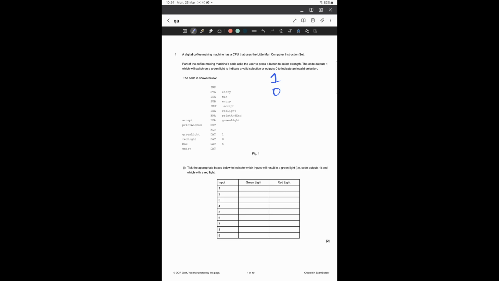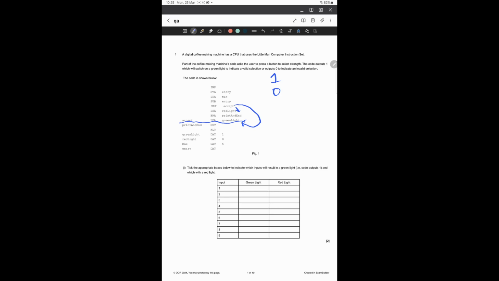So clearly we can type in a load of numbers. If they're valid, it's going to accept it, because we can see here we've got BRP accept, which is going to take us to wherever accept is, which is going to load green light and give us a 1. And then if not, it's going to jump to these instructions here. So how a branch works is it's going to check that if the accumulator is positive, it's going to go to this line here. If it's not, it's just going to carry on and then end.